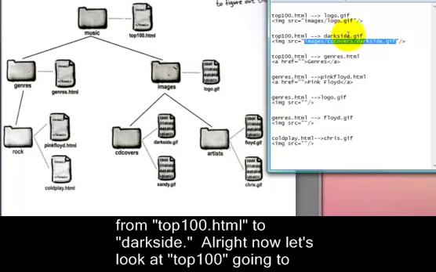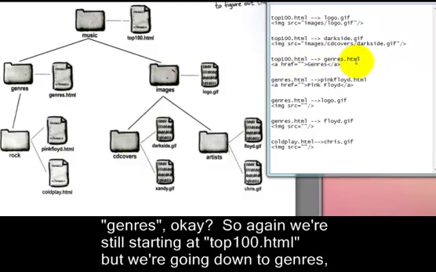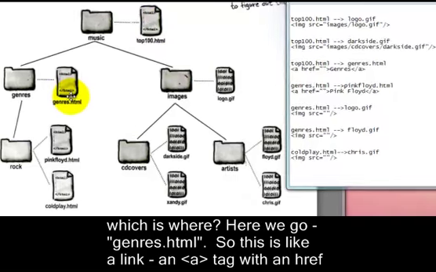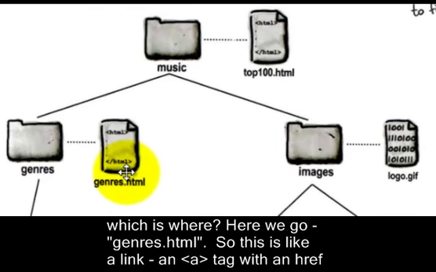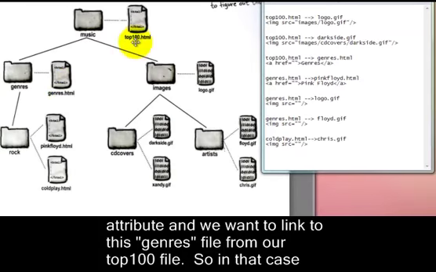Okay, so there's our relative path to go from top100 to darkside. All right, now let's look at top100 going to genres. Okay, so we're again still starting at top100.html, but we're going down to genres, which is where? Here we go, genres.html. So this is like a link, an A tag with an href attribute, and we want to link to this genres file from our HTML, from our top100 file.